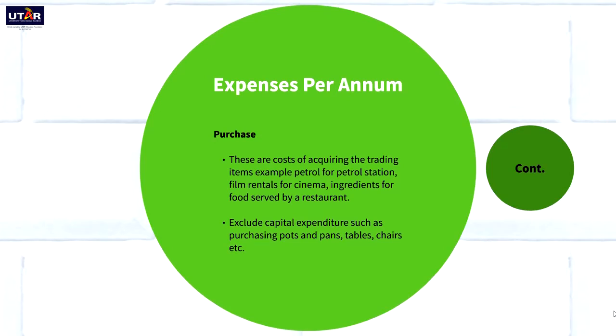In order to determine the expenses per annum, you need to determine whether the expense is under the purchase category or the capital category. Purchases are the costs of acquiring the trading item, for example petrol for a petrol station, film rental for a cinema, ingredients for food served by a restaurant. This purchase must exclude all capital expenditures such as purchasing pots and pans, tables and chairs, etc.